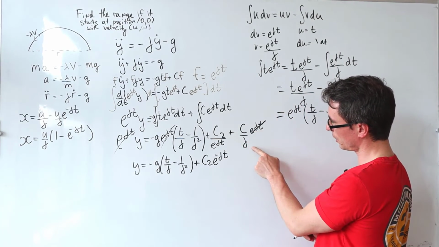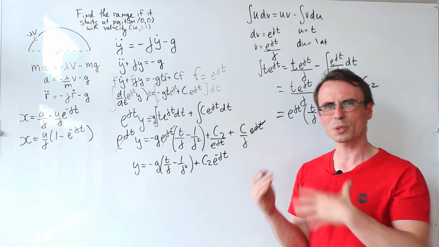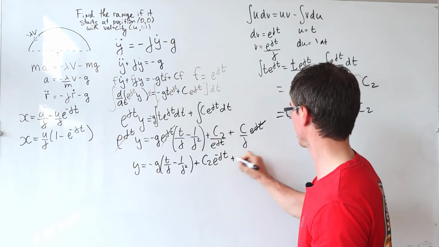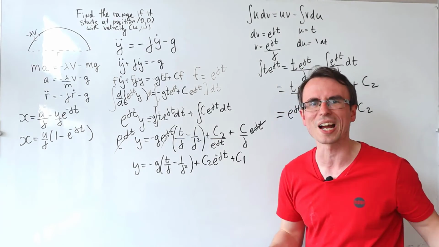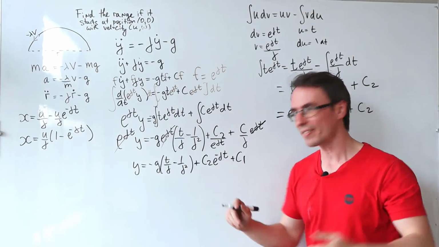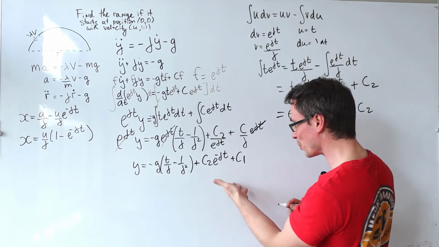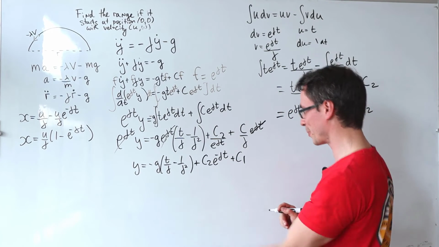here is a constant, then I'm dividing it by another constant, so I'm just going to absorb this into the constant. I'm just going to call this thing c1. This is just for ease of writing, nothing more. And there we have it. This here is a general solution for the y coordinate.